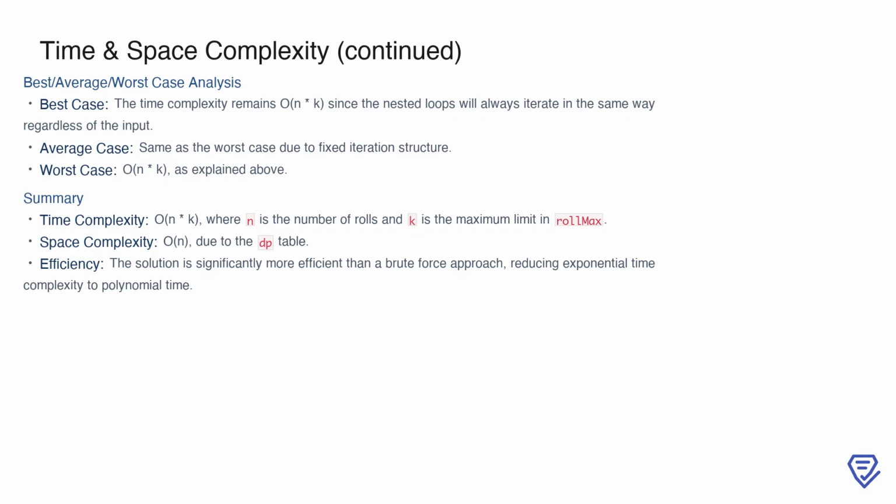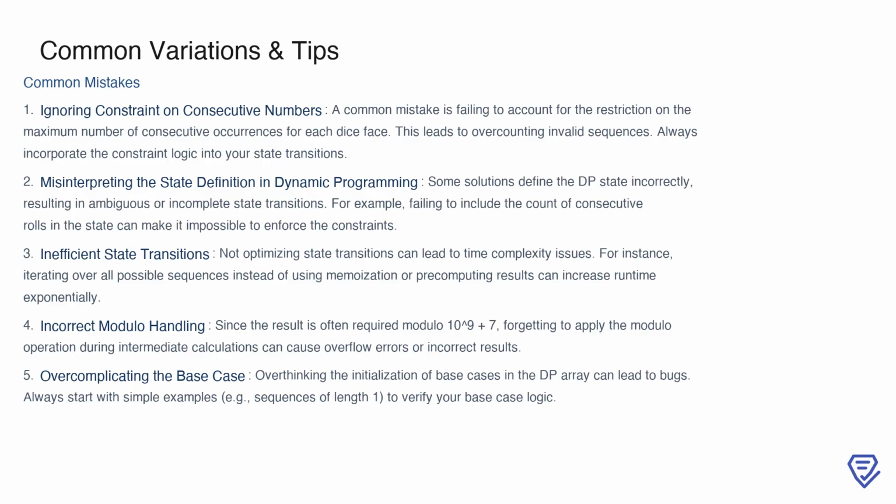In summary, the time complexity of the solution is O(n*k), where n is the number of rolls and k is the maximum constraint from rollmax. The space complexity is O(n), driven by the size of the DP table. Overall, this dynamic programming approach is significantly more efficient than the brute force method, reducing exponential complexity to a manageable polynomial time. When working on this problem, there are a few common mistakes to watch out for.